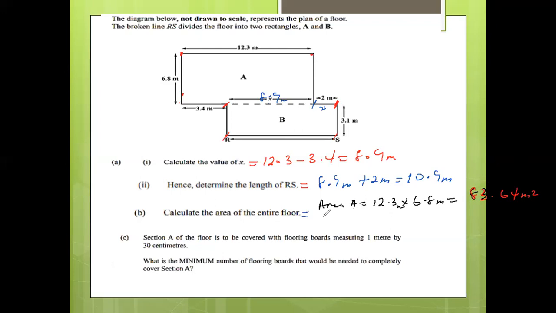Let's look at area B. The 10.9 times 3.1, correct? Yes, it will be 10.9 meter because all this side is 10.9, right? So 10.9 meter times 3.1 meter. Now let's work it out. What do we get? 33.79 meters square. 33 point what? 79. Meter what? Meter square. All right. We good so far.